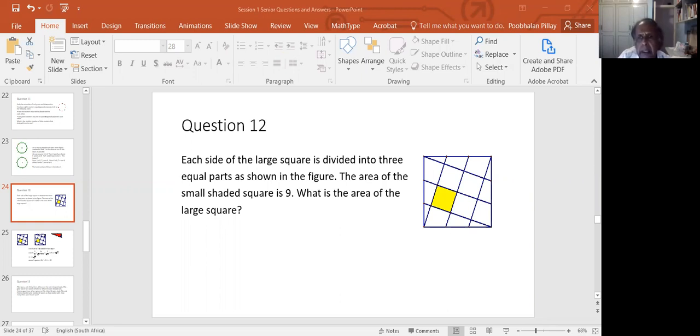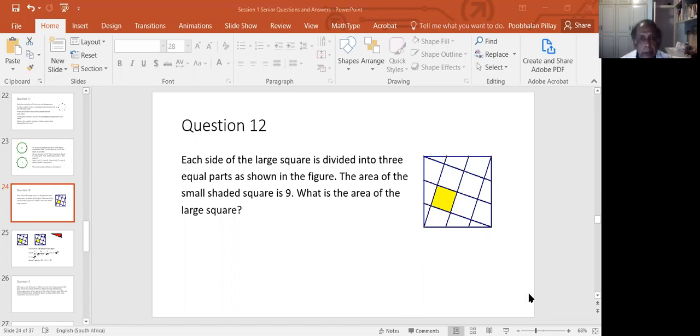that each side of a large square is divided into three equal parts. As you can see in the figure, each side is divided into three equal parts, and some of the lines are joined, and the area of the small shaded square is 9. So you have a kind of a tilted square there. And the question is, what is the area of the large square?